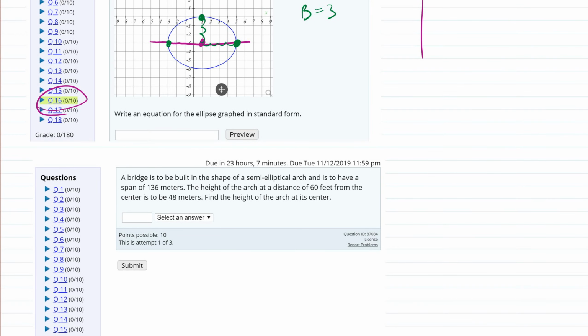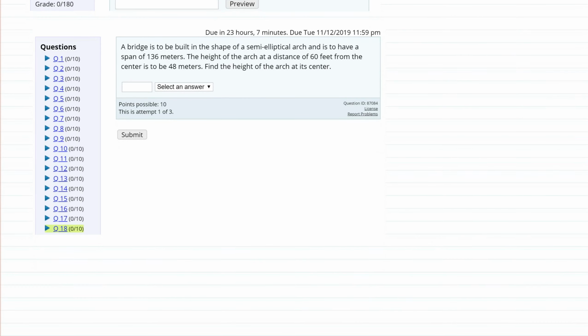Okay, let's do one more example from your homework, and then we'll wrap up ellipses. So this is problem 18 on your homework. A bridge is to be built in the shape of a semi-elliptical arch and is to have a span of 136 meters. The height of the arch at a distance of 60 feet from the center is 48 meters. Find the height of the arch at its center. So our bridge is going to be in the shape of an arch, some kind of big stone ancient bridge or something like that.